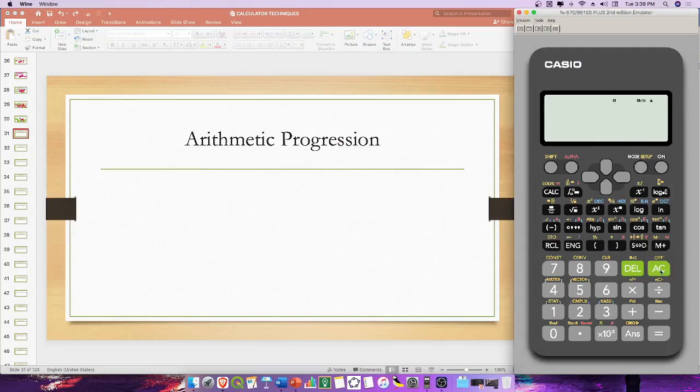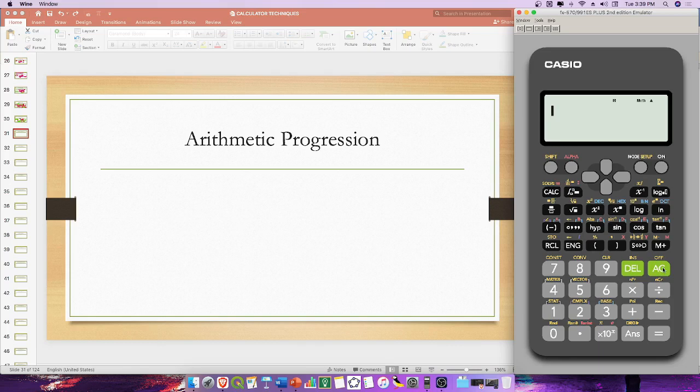Okay, welcome back to our next topic. Today we will learn progressions. We have three types of progression: the arithmetic progression, geometric progression, and the harmonic progression. We will start with the arithmetic progression.